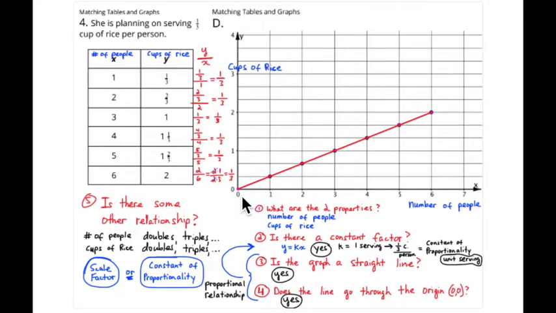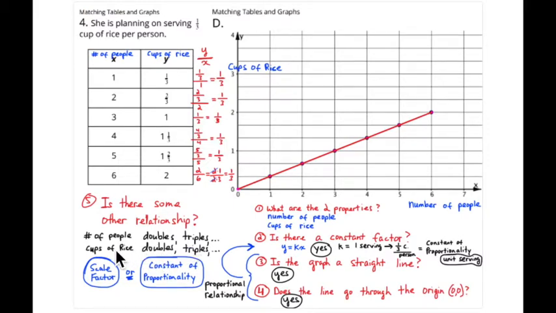Once again, if you have 0 people, then you have 0 cups of rice. That makes it proportional. That's part of the elements that you want to look at to see if it's proportional. So straight line, it goes through the origin, 0, 0. So the fact that there's a constant of proportionality, that the graph is a straight line, that the graph goes through the origin, 0, 0, all of those points taken together means that this is a proportional relationship. So what that means is, once again, if you double the number of people, you double the number of cups of rice you need.